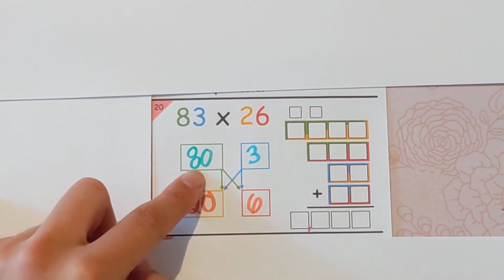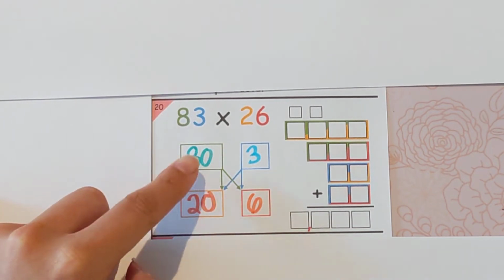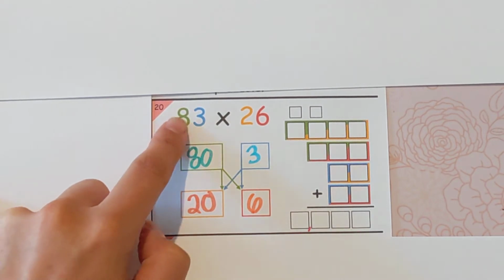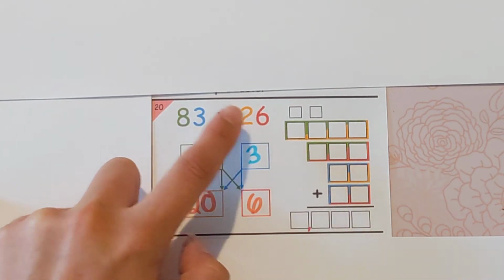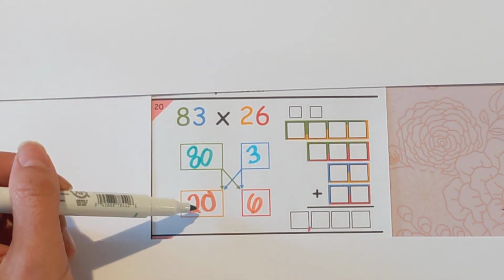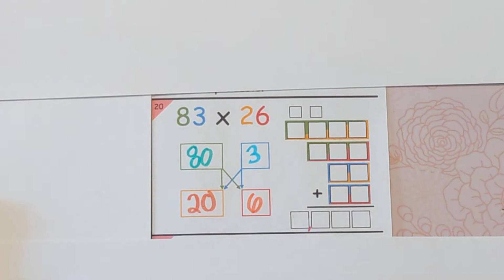So we're going to start with the 80, and we're going to multiply the 80 by the 20, and then the 80 by the 6, and then we'll actually be done with it. So it just has to go against both members of the other team, and then it's done. So again, 80 times 20, and then we'll do 80 times 6, and then we'll be finished with the 80.